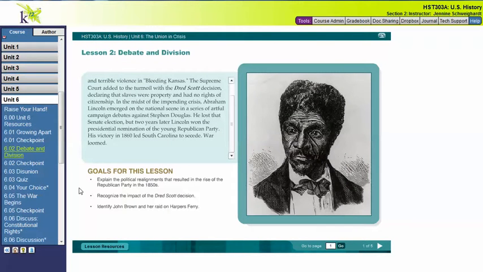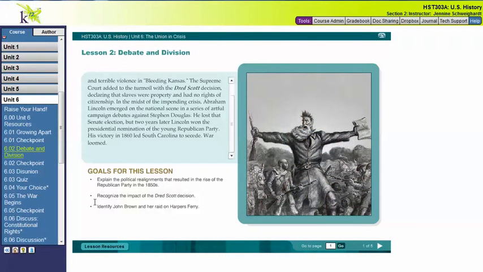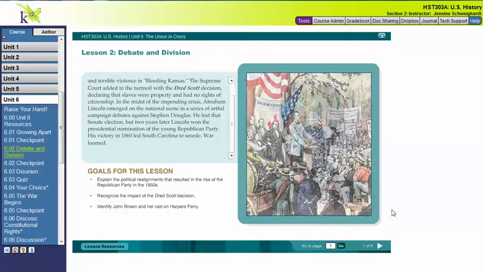The goals for the lesson are to explain political realignments that resulted in the rise of the Republican Party in the 1850s, also to recognize the impact of the Dred Scott decision, and identify John Brown and his raid on Harper's Ferry.